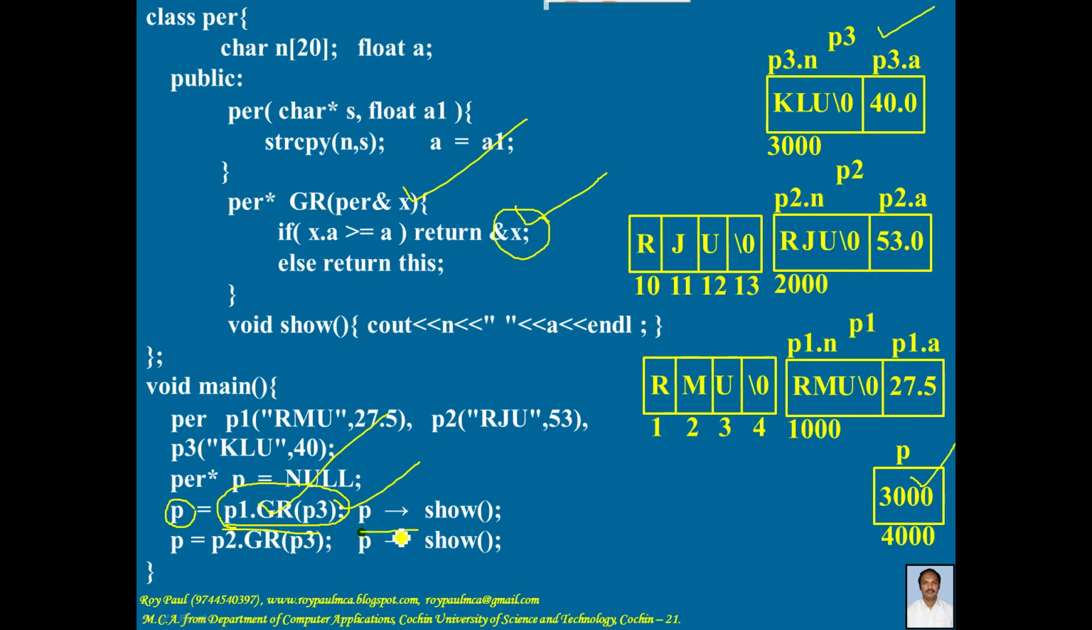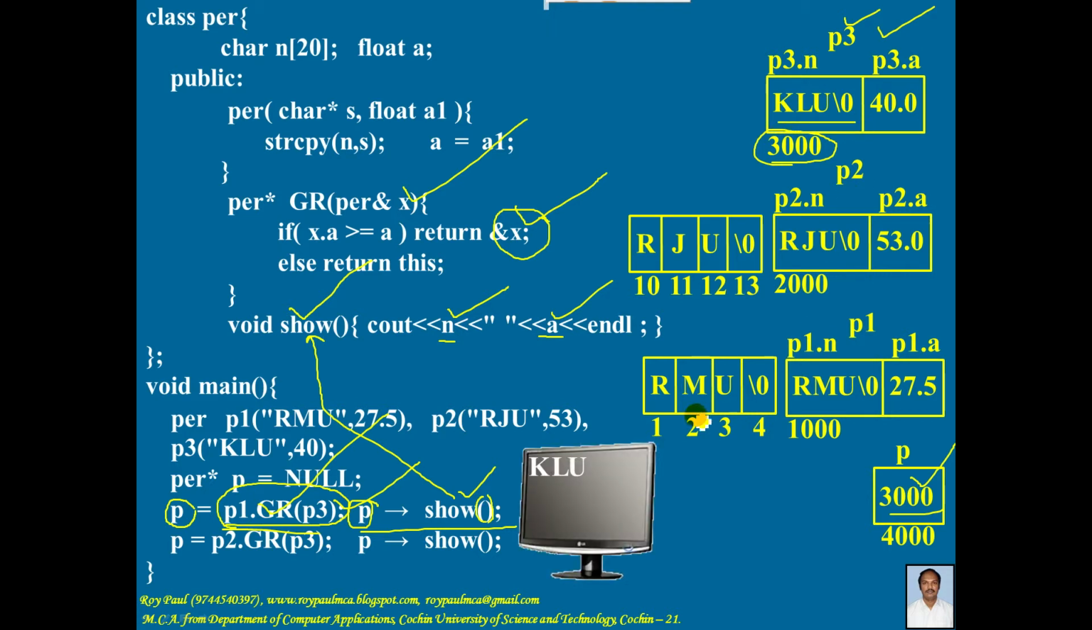Now after this the control comes here. When you see this symbol, understand that it is a function. On encountering a function call, finally control reaches the point where the function is defined. This is data member, data member. So the function was called using p. P contains 3000, and what is the object present at 3000? It is P3. So this one should be taken as P3.n, P3.a. So what is P3.n? KLU followed by space, P3.a 40.0, and because of this endl, the cursor goes to the next line. Function completely executed.